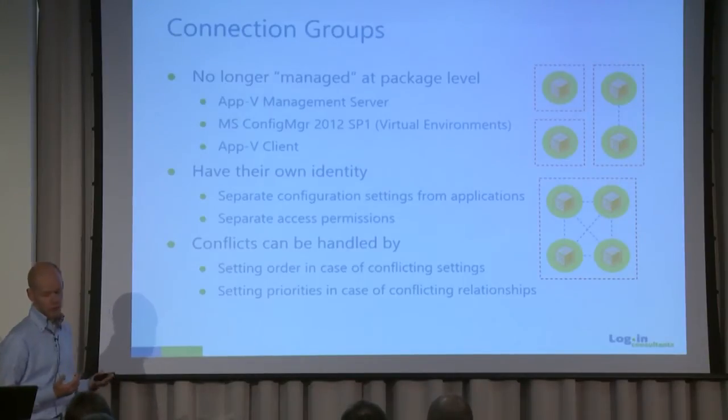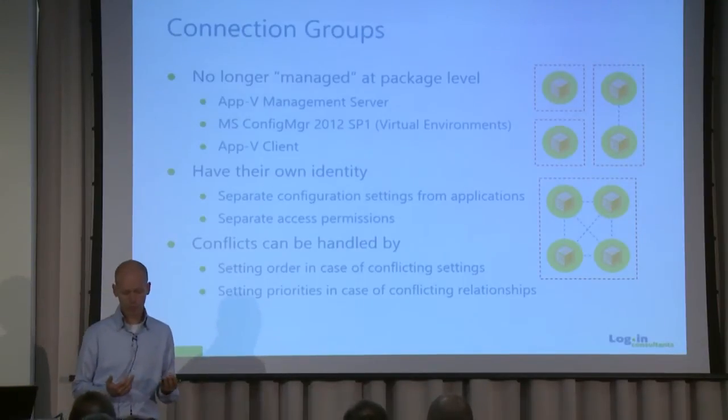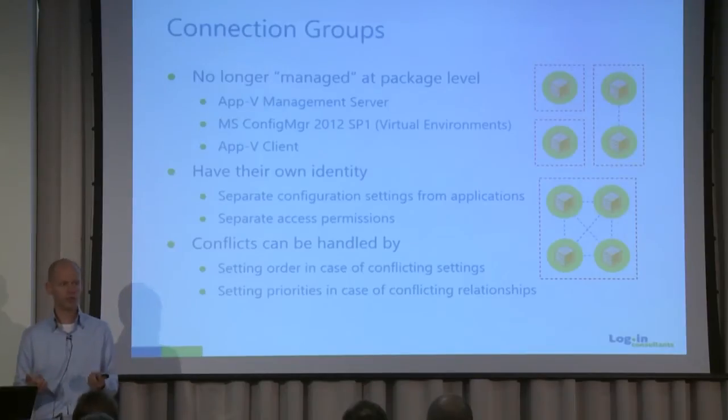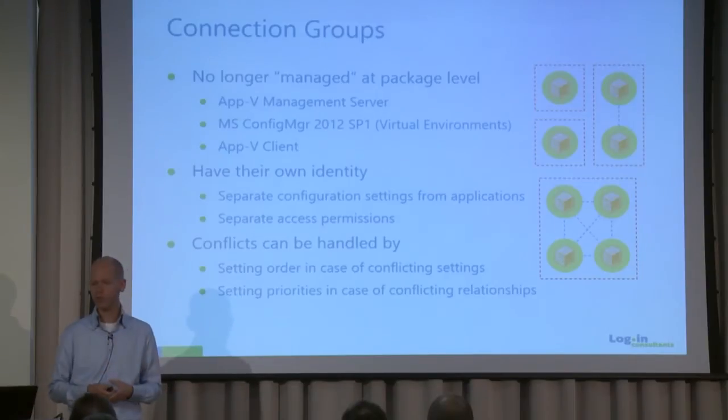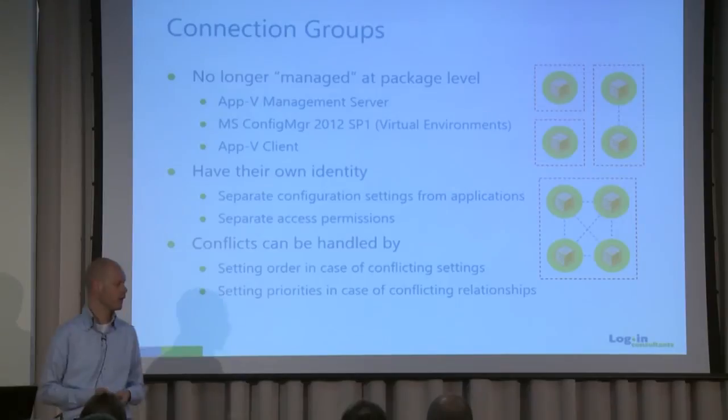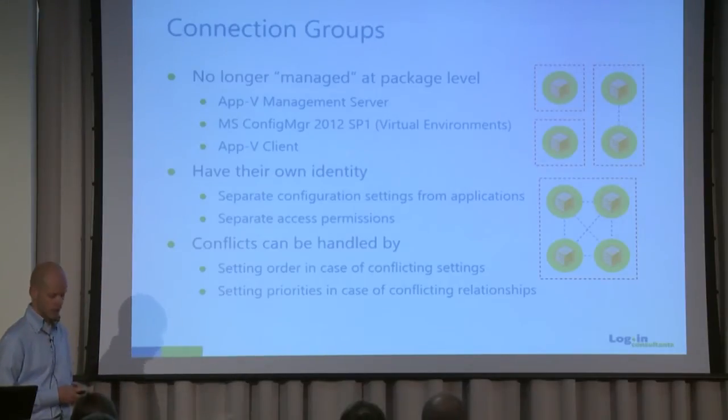If conflicts occur between connection groups, and it can happen when, for example, an application is part of two connection groups, there are several methods which you can use to overcome those conflicts. So you can set priorities to make sure that the correct connection group can actually win. Or you can set the application prioritization inside the connection group.